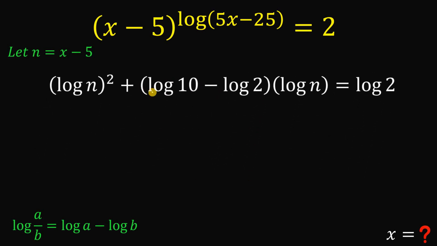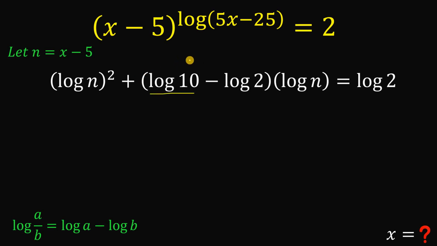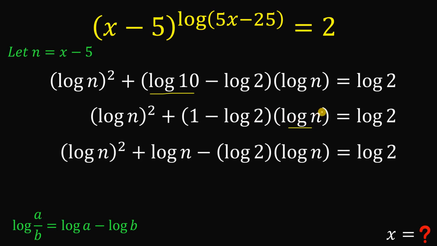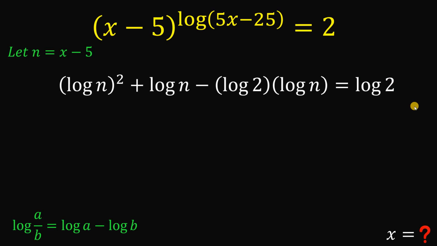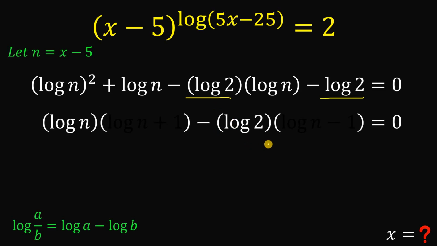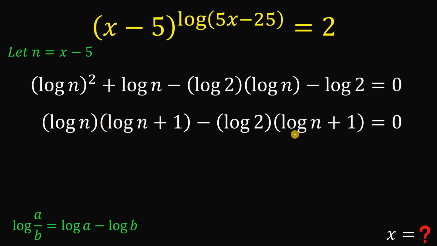Now, let's focus on this result. We know log(10) is equal to 1, and the rest we bring down. Next, multiply 1 by log(n) and distribute the negative log(2) to log(n). At this point, notice we have a common factor of log(n). If we equate this to 0, we also have a common factor of negative log(2). So now factor out log(n) and factor out negative log(2). We get log(n) multiplied by (log(n) plus 1), and on the other side, log(n) plus 1 also. If we distribute those common factors, we get the original equation.